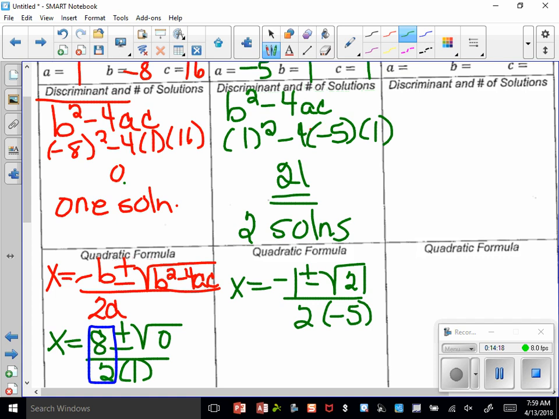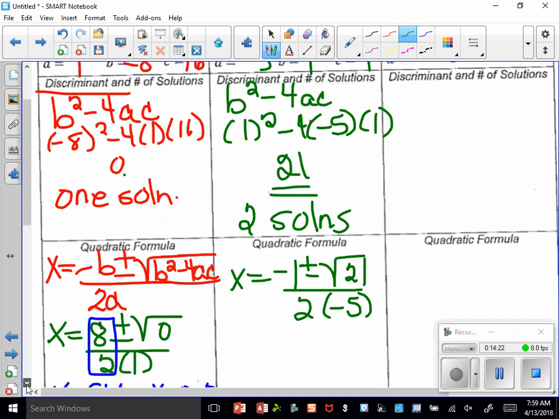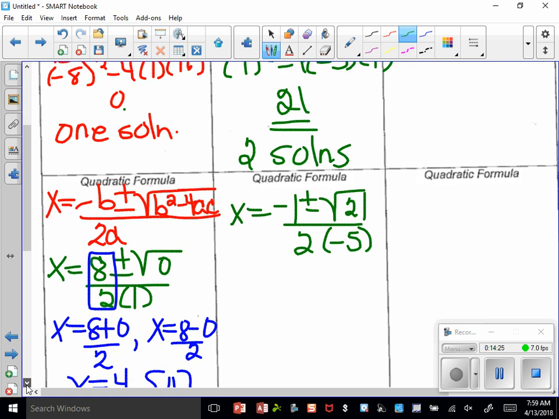Okay, so now we're going to go down and just do the math. Since 21 is not a perfect square, we're going to round to the hundredths place. So if you would find out what the square root of 21 is on your calculators, please, and let me know. All right, 4.58. So this is how we're going to do it. We're going to say x equals -1 plus 4.58 divided by -10. That's the 2 times the -5.